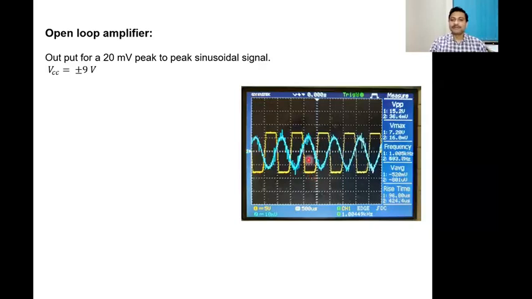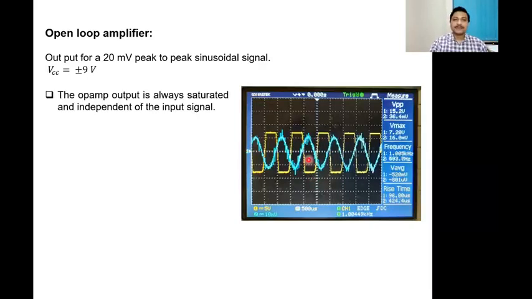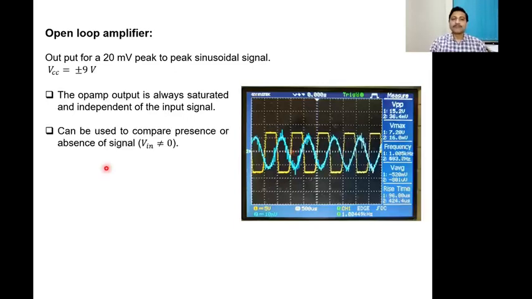Basically, what this shows is that the op-amp output is always saturated and is independent of the input signal. Although the input signal is continuously varying and slow varying, a sinusoidal waveform, the output is either plus VCC, minus VCC, or at some point simply 0. Let's come to this point later. And this is the output.